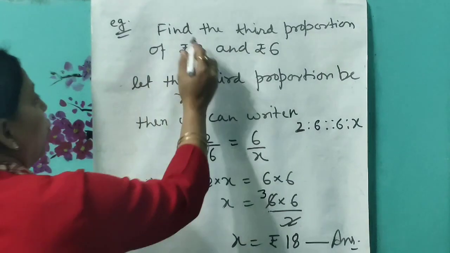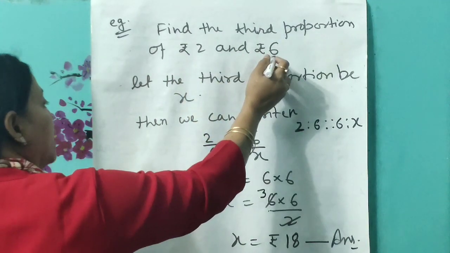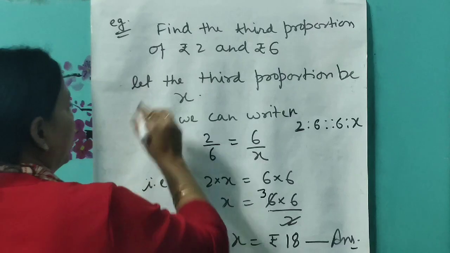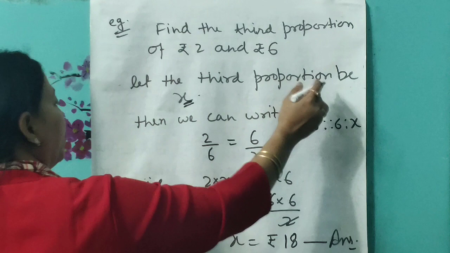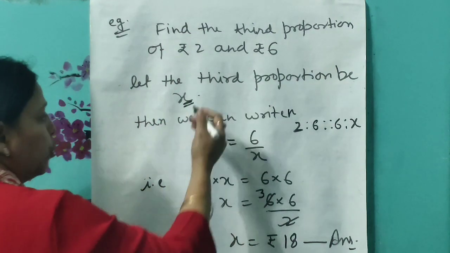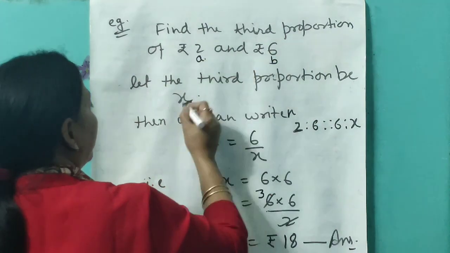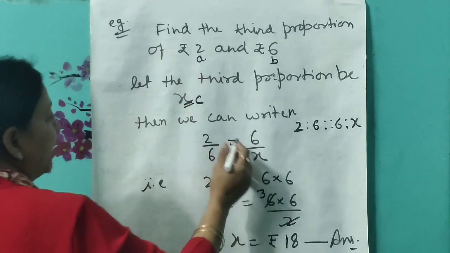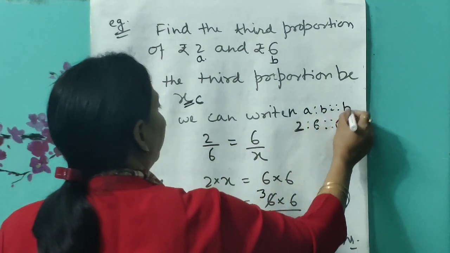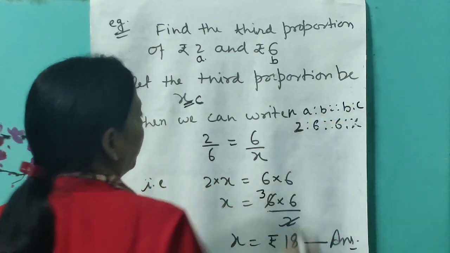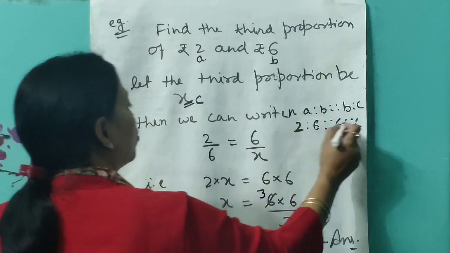Next example, find the third proportion of rupees 2 and rupees 6. So you have to find the third proportion. Let the third proportion be x. Now you can write it in the proportion form. The first value is A, this is B and this x is C. So how can you write it? In continued proportion form, we write A is to B is in proportion with B is to C.